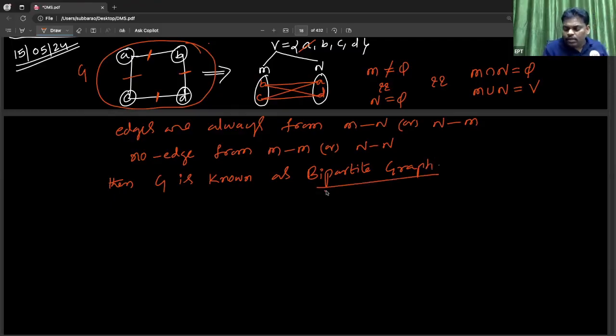That's it. If you can divide the given graph into two parts, M and N, in such a way that M cannot be pi, N cannot be pi, M intersection N should be pi, M union N should be V, and every edge of the given graph should be covered, always edges are from M to N or N to M, but no edge within the M, no edge within the N, then you can say that G is a bipartite graph.